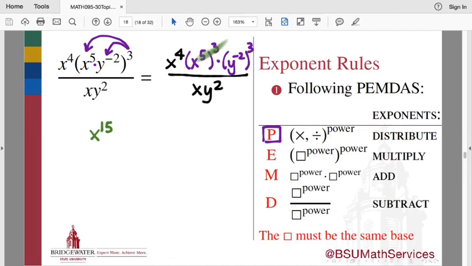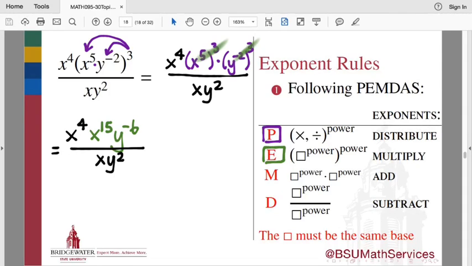Ditto with my y to the minus 2 raised to the 3. Multiply those together. Negative 2 times 3. That's going to give me y to the power negative 6. And now I've done all of my power raised to a power operations. Xy squared is still down here on the bottom. And that takes care of the E in my PEMDAS.